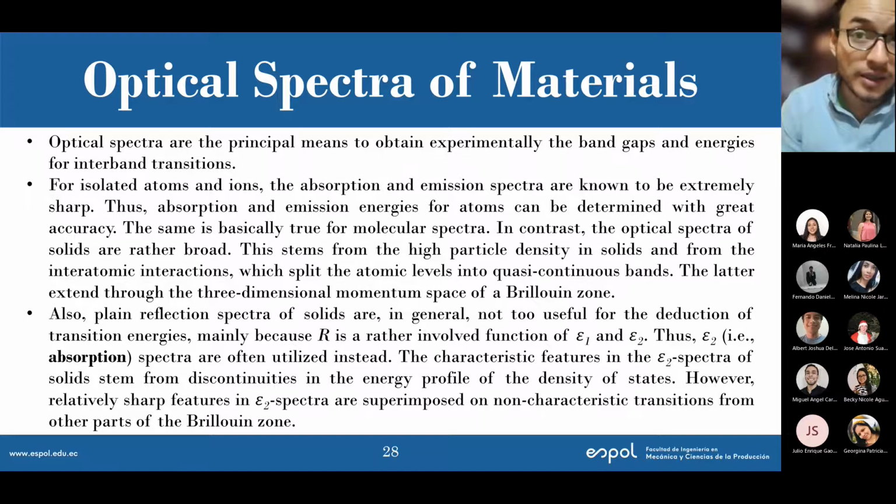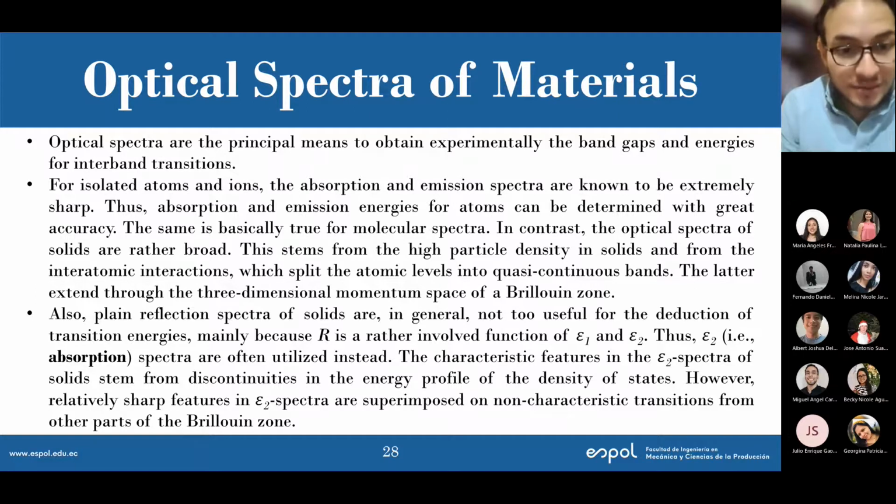For isolated atoms and ions, so simple atoms and ions, the absorption and emission spectra are very, very sharp. We can easily determine the absorption and emission energies for atoms. Very accurate, perfect, because we only have isolated atoms and ions. That also happens for molecular spectra. So if we're dealing with just one molecule, it's very easy to get the absorption and emission energies, and obviously the band gaps.